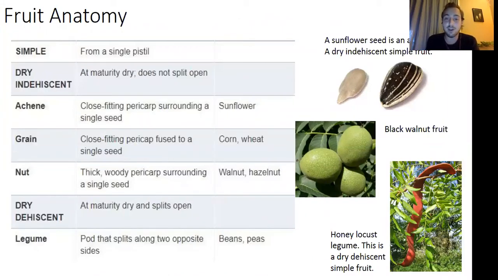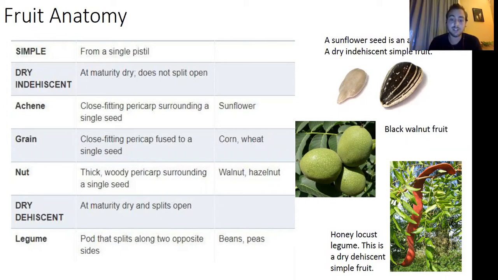So both our oak and our hickory is a nut. It is an acorn, and a hickory nut is a thick woody pericarp. The pericarp is the ripened ovary of a plant. So if you imagine the parts of a plant you usually eat, it is the pericarp. So they surround a single seed within our walnuts and hickory nuts and our acorns.